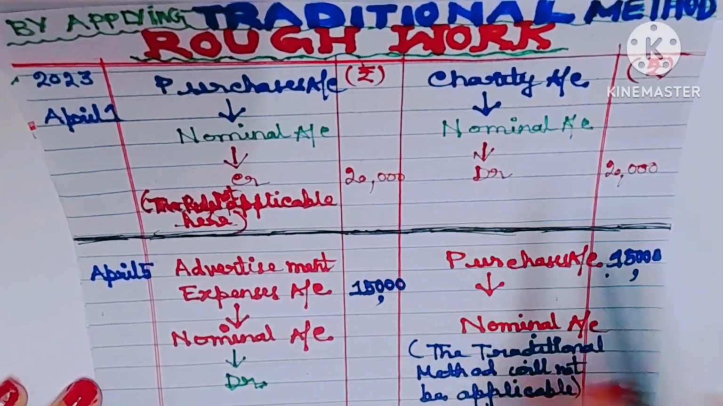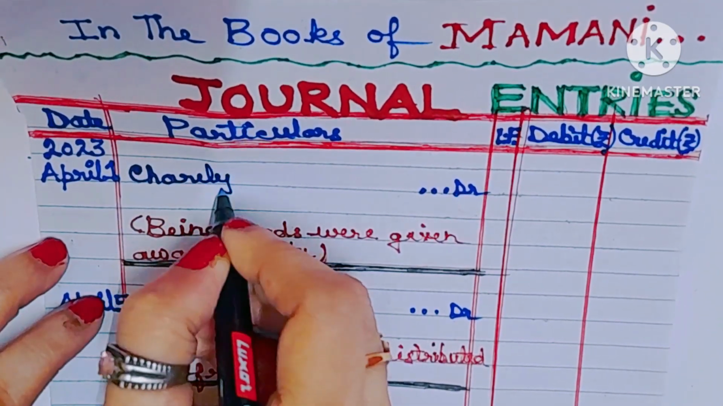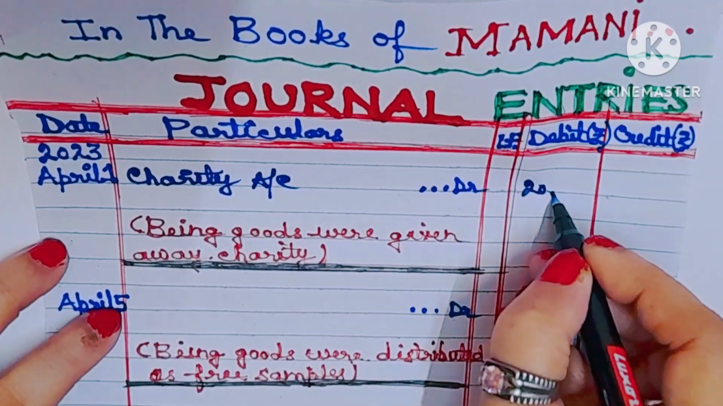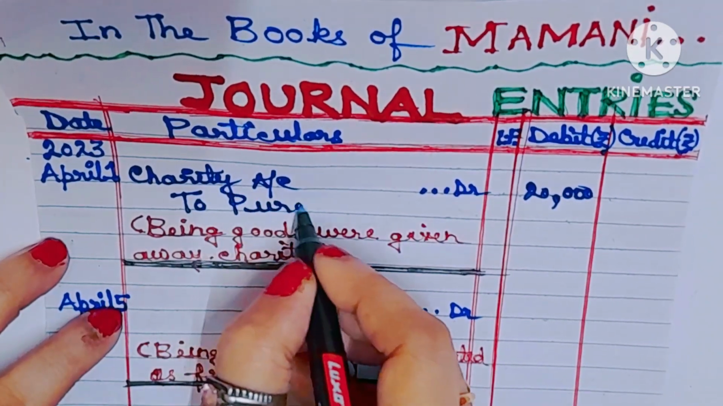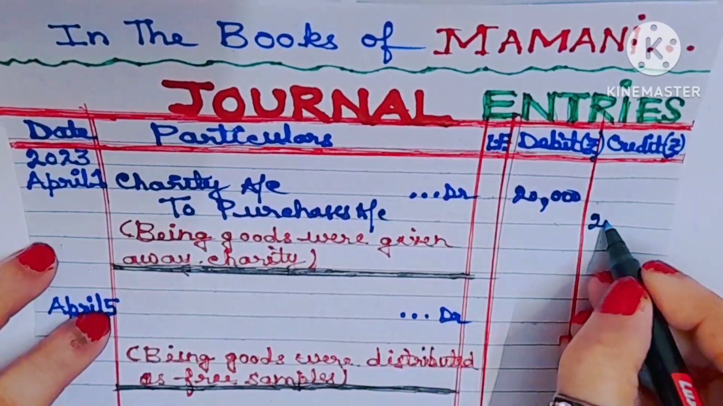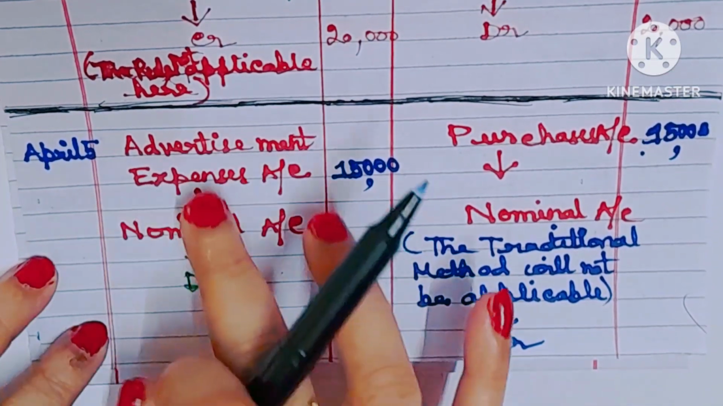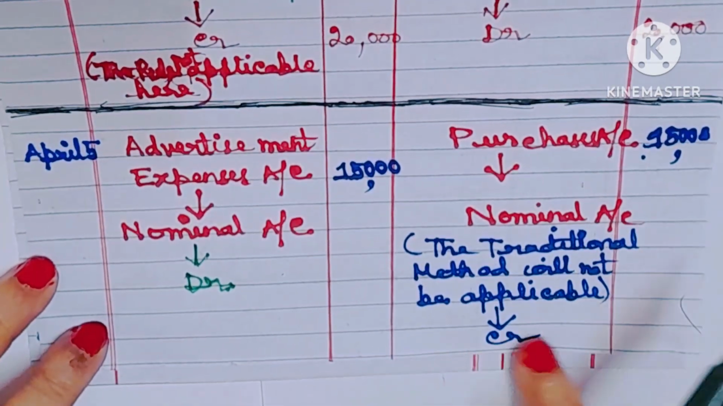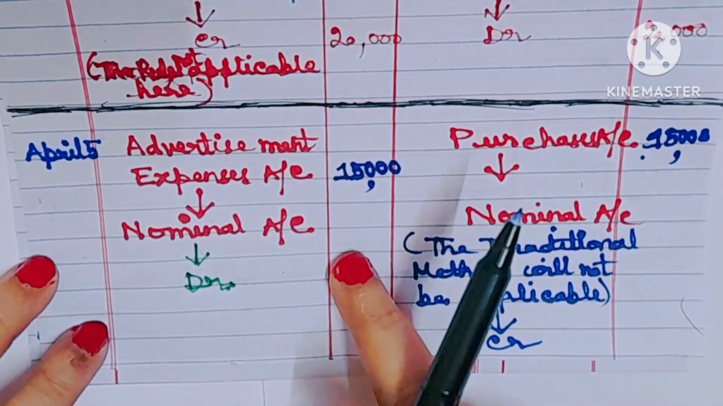See. So let's write. Charity account debit 20,000 in the debit column, to purchases account rupees 20,000 in the credit column. Okay. So we'll write here. Now let's see the second rough work. See, on 5th April advertisement expenses account debit 15,000, purchases account credit 15,000. So advertisement expenses account debit to purchases account 15,000.